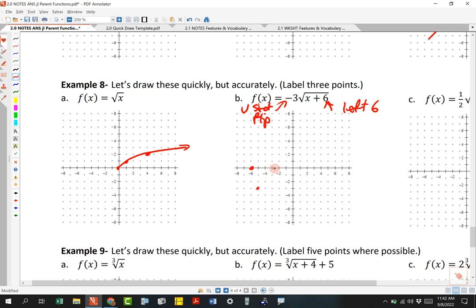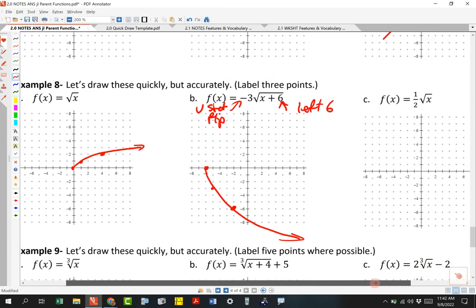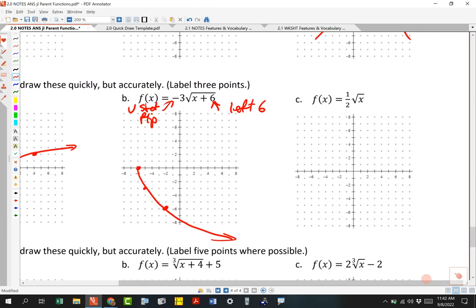We would normally go right 4 and up the square root of 4. That would be 2, but we're going to go down 3 times the square root of 4. So 3 times 2 is 6. We're right here. So the graph looks something like this. Would you label that point right there? Keely's going to make sure I got it right. Isn't it negative 2 comma negative 6?